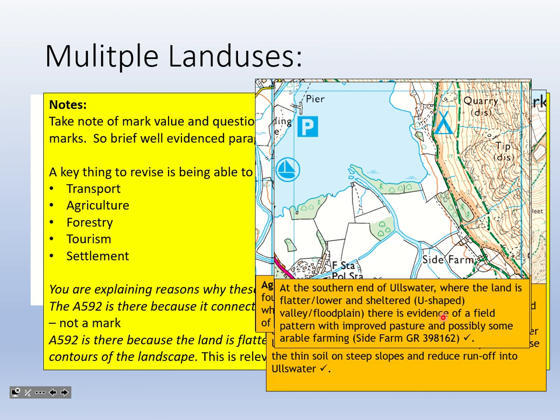Bringing it back to the question, this is one paragraph for one mark. Obviously you would spot 4 different land uses, get 1 mark for each land use, and that would be you at full marks.